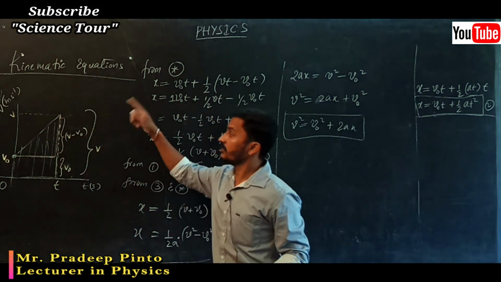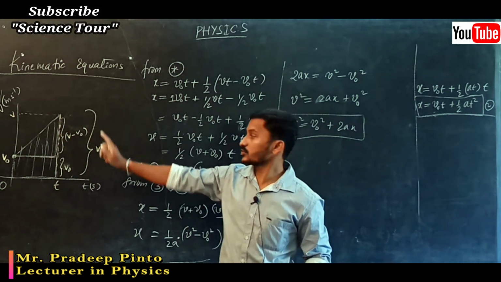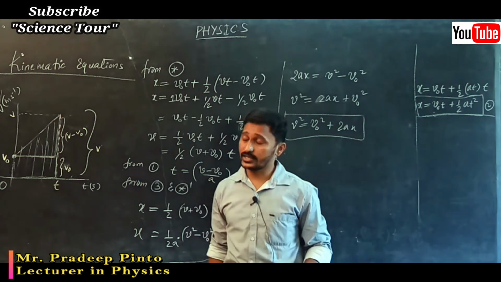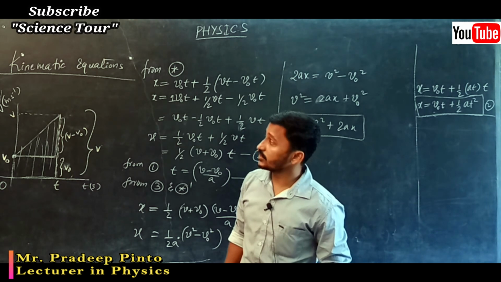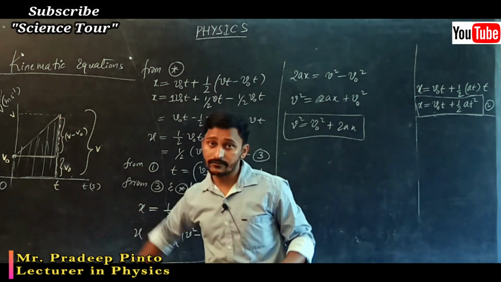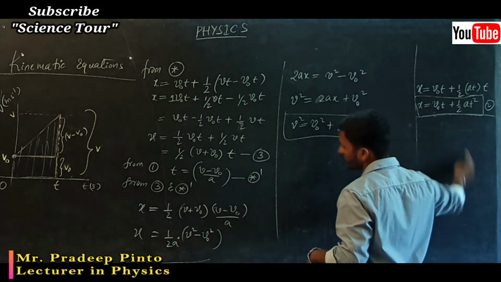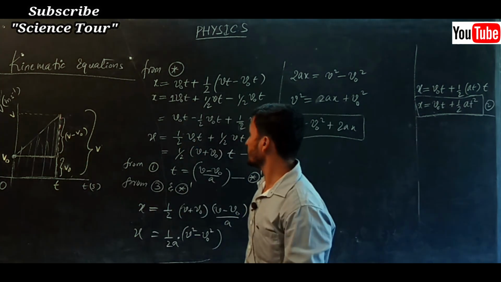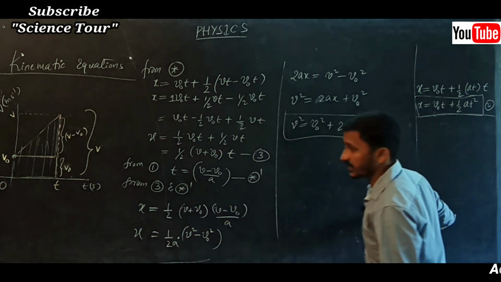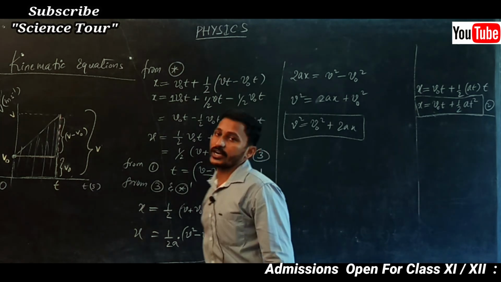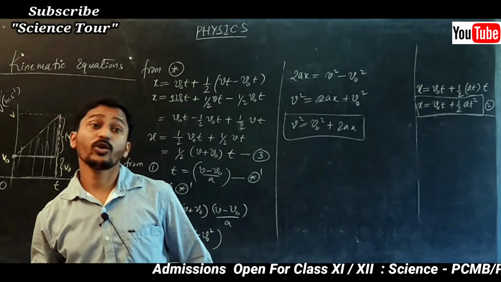One is to derive x is equal to v naught t plus half a t square, or derive v square is equal to v naught square plus 2ax. If they ask you x is equal to v naught t plus half a t square, you have to write down as it is at the first, till equation 2. If they ask v square is equal to v naught square plus 2ax, you have to write down till equation star, and after that you should not write down these steps. This you have to write down for the examination. So this you have to practice.